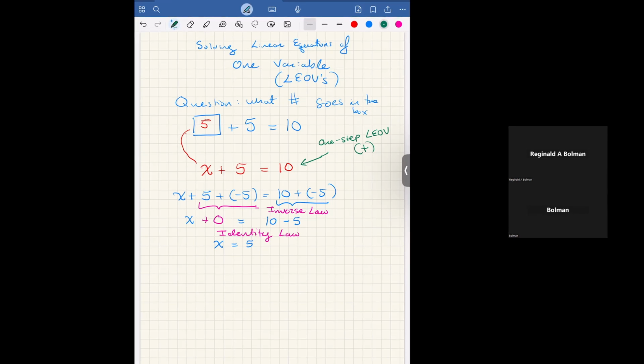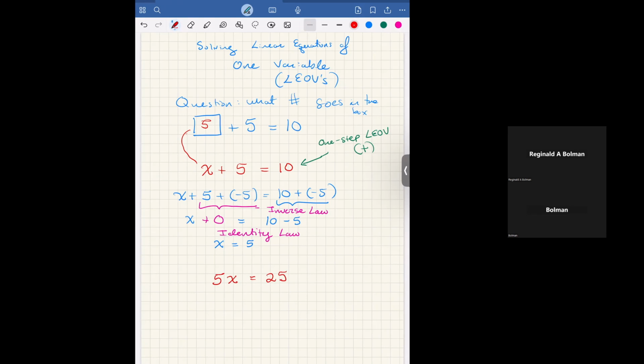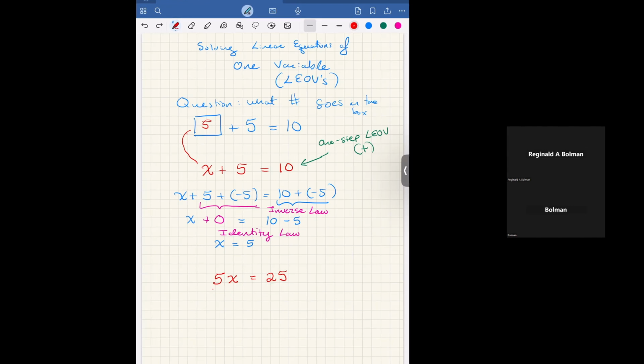There are, of course, other types of linear equations of one variable. There is the one-step LEOV under multiplication. If we had, say, 5 times an unknown number is equal to 25, students will often recall their professors or their instructors in previous classes telling them to do division on both sides or some similar operation in order to obtain an answer. Okay. In this class, however, we have to use the rules of algebra in order to obtain a solution to any equation.